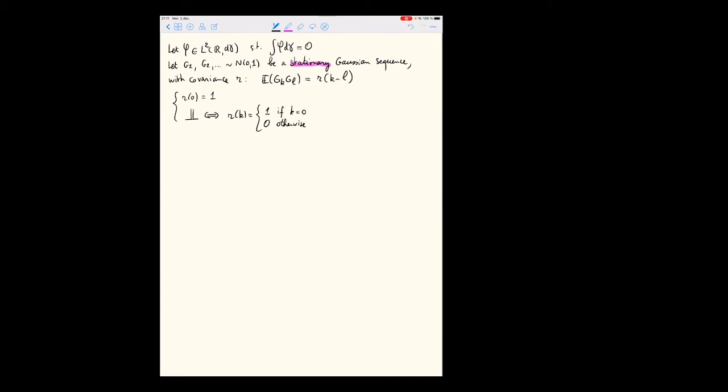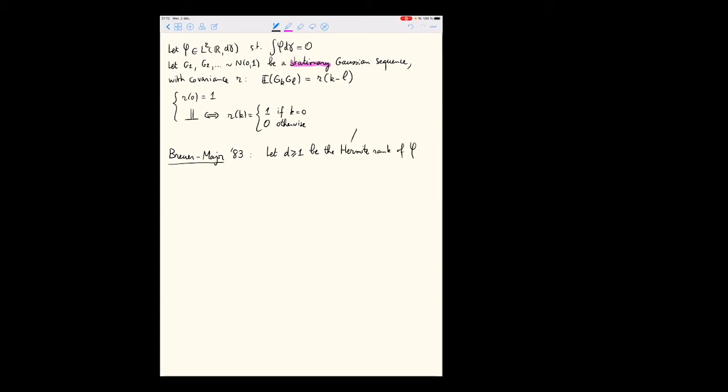Okay, and now I am in a position to state the Breuer-Major theorem, which will tell us under which condition we still have convergence of partial sums of phi of G_i. This is a result from the 80s, 83, and the statement is as follows. Let d, which is bigger than or equal to 1 because I assumed phi to be centered, be the Hermite rank of phi. So what is the Hermite rank?